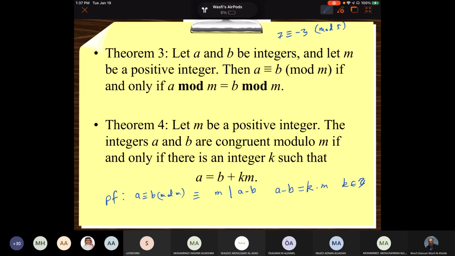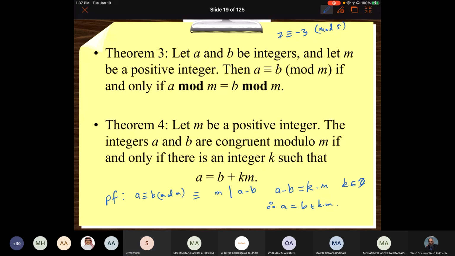Correct? Yes. Okay. So therefore a is equal to b plus km. Correct or not? Yes. Okay. Now let's come to theorem 3.